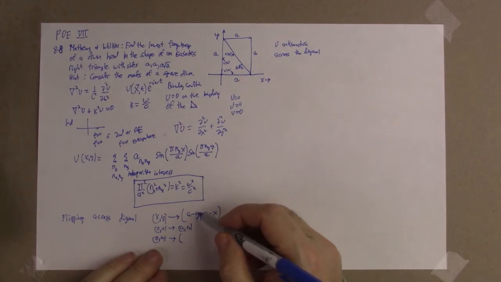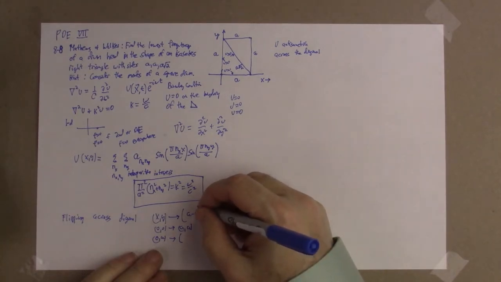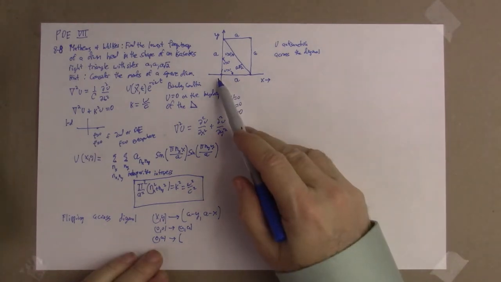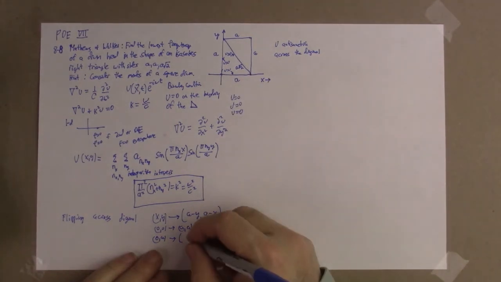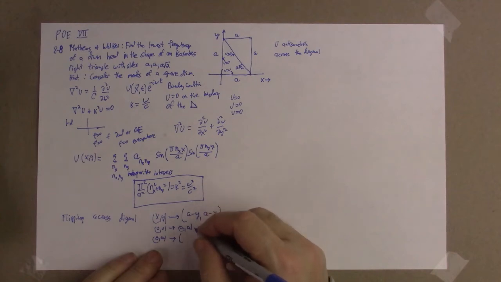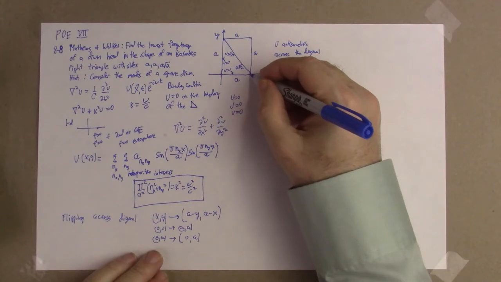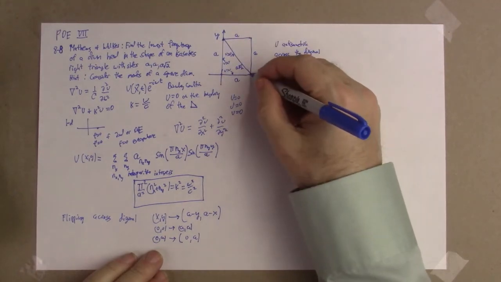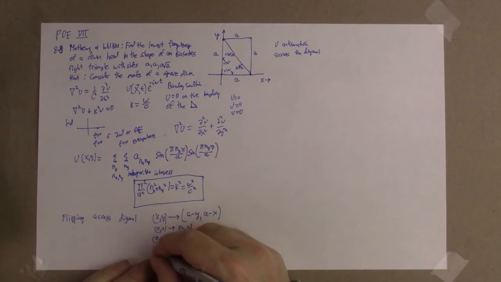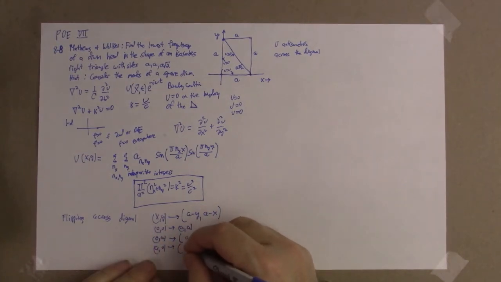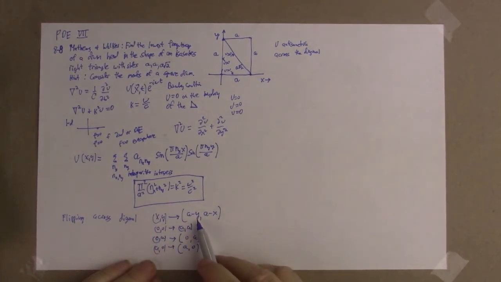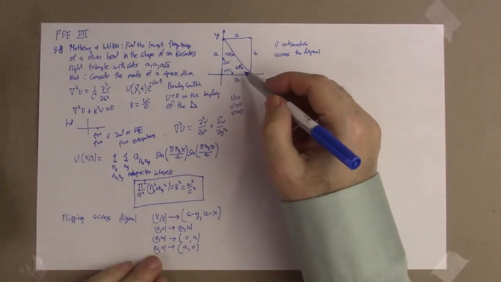Let me think about this for a second. Maybe it's a minus x and a minus y. 0, a. Okay, I got it right. I'm sorry, this is why I was confused when I did this. So 0, a goes to 0, a. When you flip across the diagonal, this point doesn't move, and this point doesn't move. a, 0 goes to a, 0. a minus y is a minus 0. So these 2 points don't move.